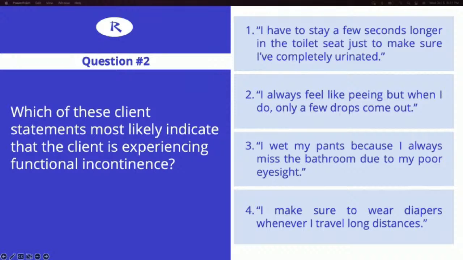Okay, we are talking about functional incontinence. We looked at 4 definitions tonight, and which patient statement is describing a functional incontinence.